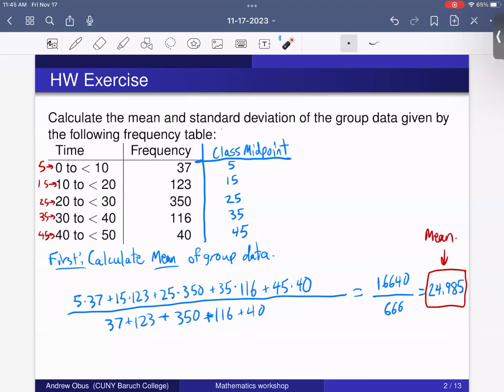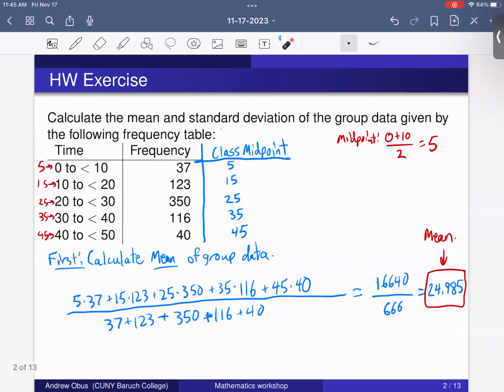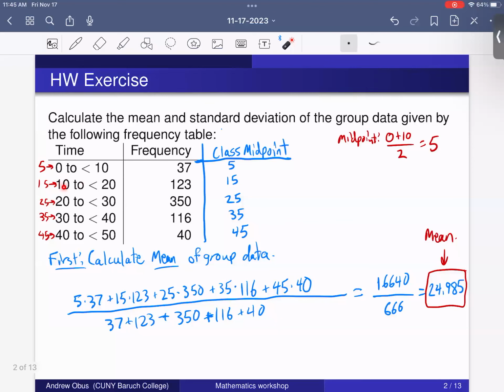Okay, well, the midpoint is just the average of the minimum and the maximum of your class. So this class ranges from 0 to 10, and the midpoint is 0 plus 10 divided by 2, which is equal to 5. That's how you get the midpoint of each individual class. Oh, okay, and then you do that for each row. So 10 plus 20 divided by 2 will give you 15. It's giving you what's exactly halfway between the bottom and the top. Okay, I understand. Great. Other questions?